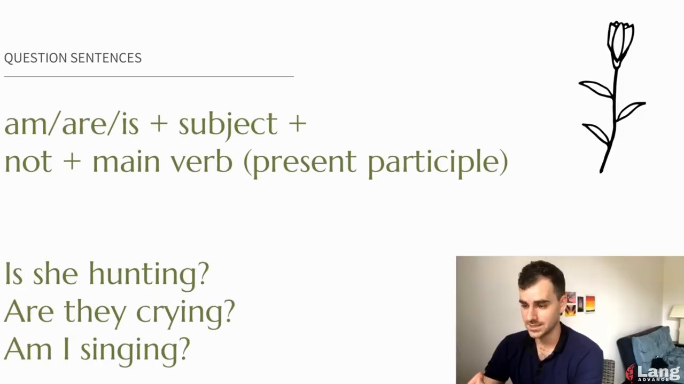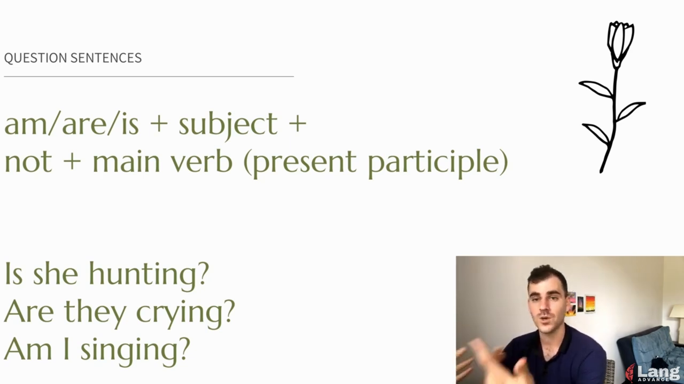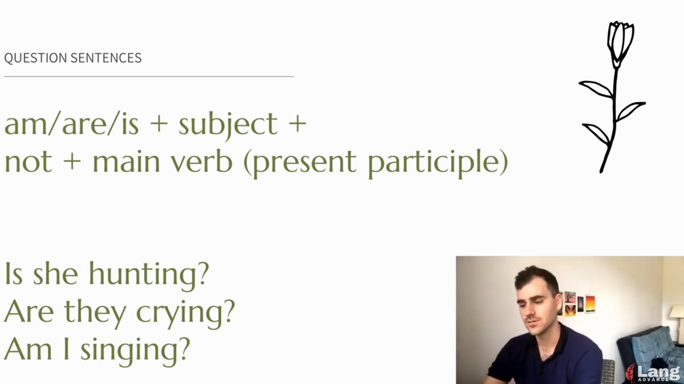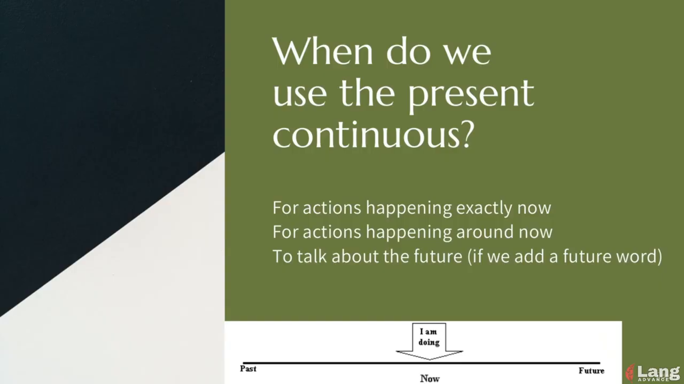For question sentences, we just put the verb to be at the beginning. And then we have the subject and then the main verb. We can also have not if we want, if we're going to make it a negative sentence. So we can say, is she hunting? Are they crying? Am I singing? We could also add not if we're going to make it a negative question sentence. Is she not hunting? Are they not crying? Am I not singing?